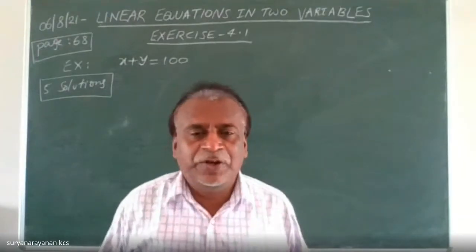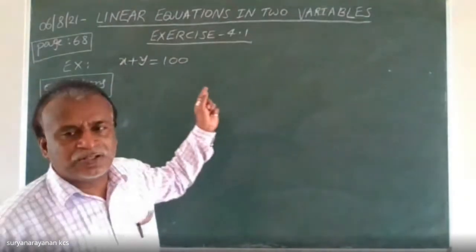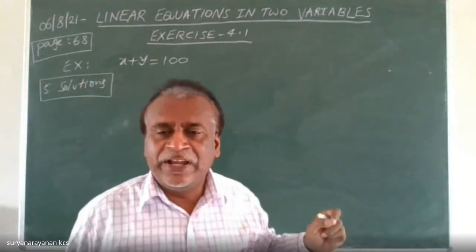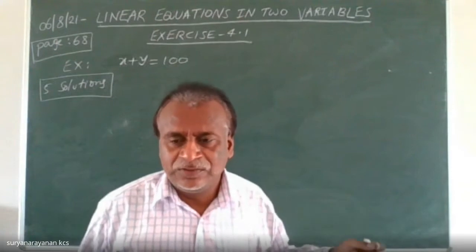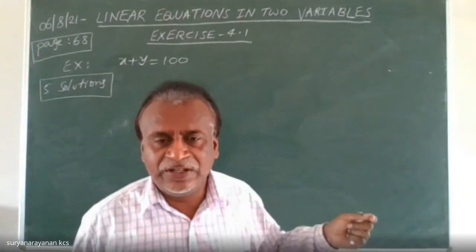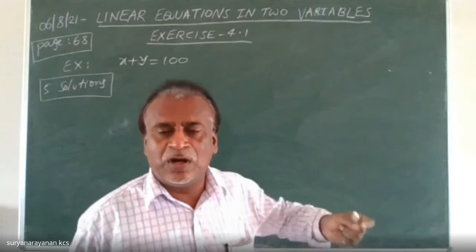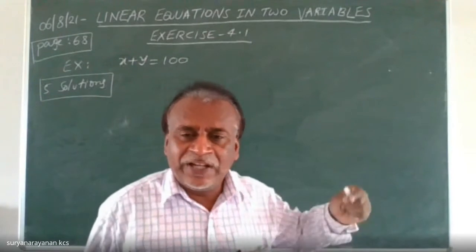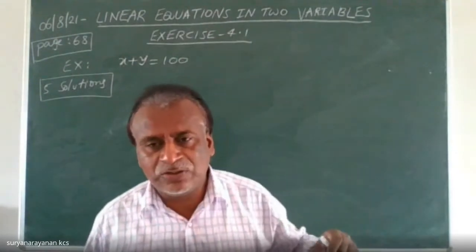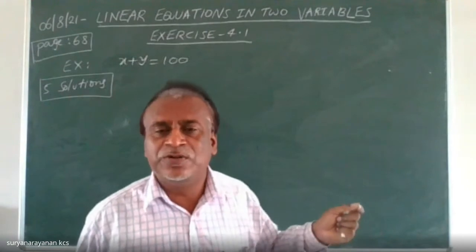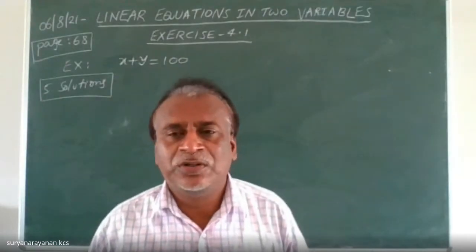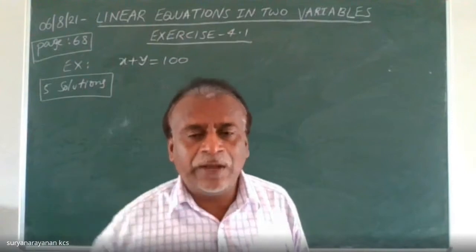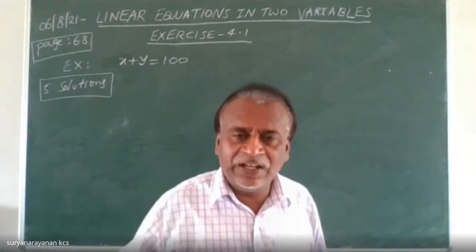Very good. We take x values. We can assume any number for x. That is your choice. You can take 0 or 1 or 2 or 3 or 4 or -1 or -2 or -3. You can take 1 by 2 also. You can take 3 by 2 also. You can take -1.3 also. Yes, we can assume any real number. You can choose any real number for x.